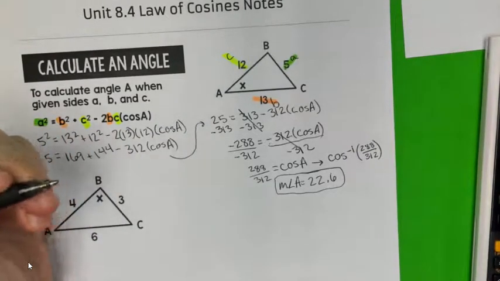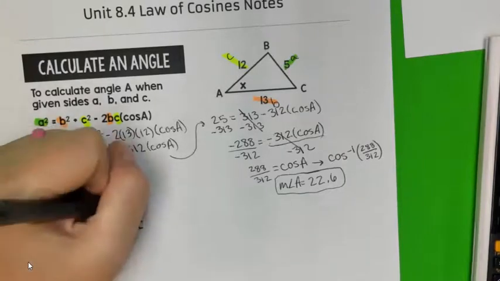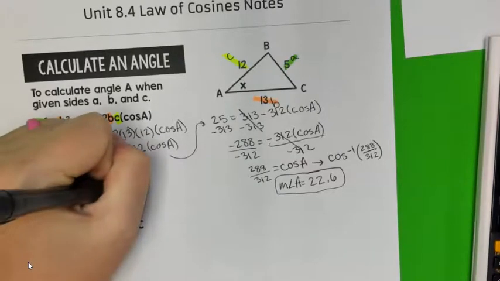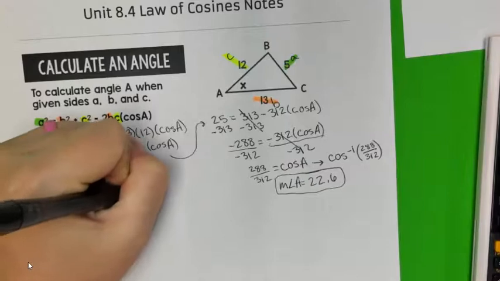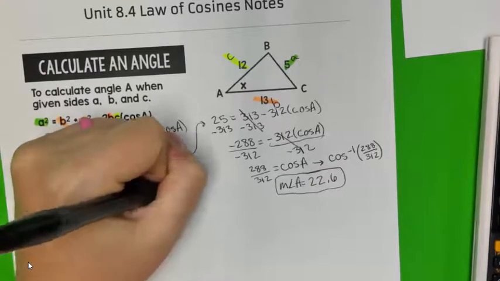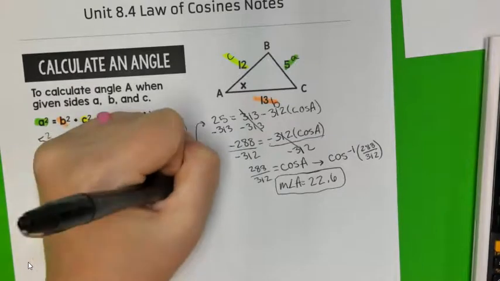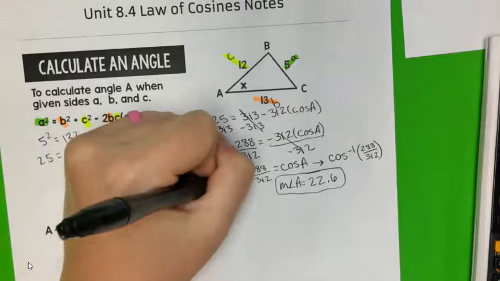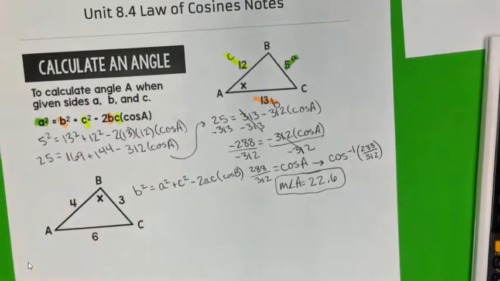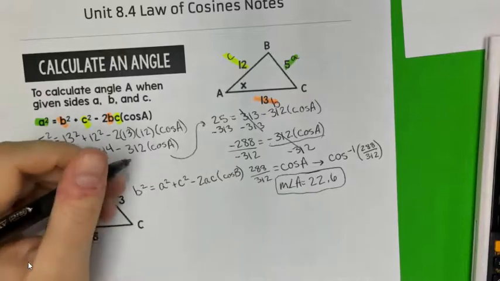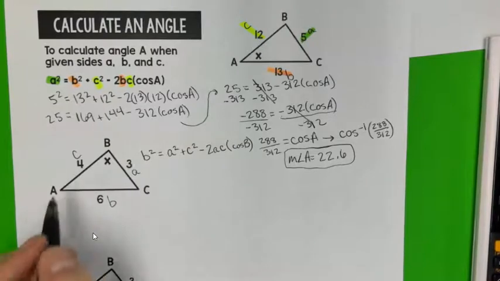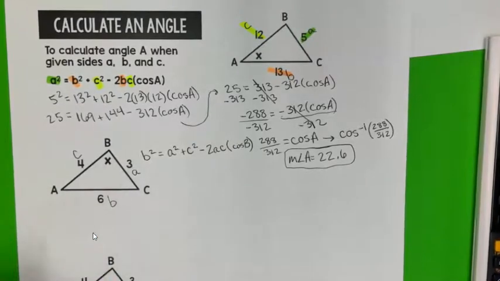So we are now looking for B. So we are going to do B squared equals A squared plus C squared minus 2 times AC times cosine of B, because that's what we're looking for, angle B. Alright, so I went ahead and labeled the sides. A is across from A, B is across from B, C is across from C. And we can plug stuff in.